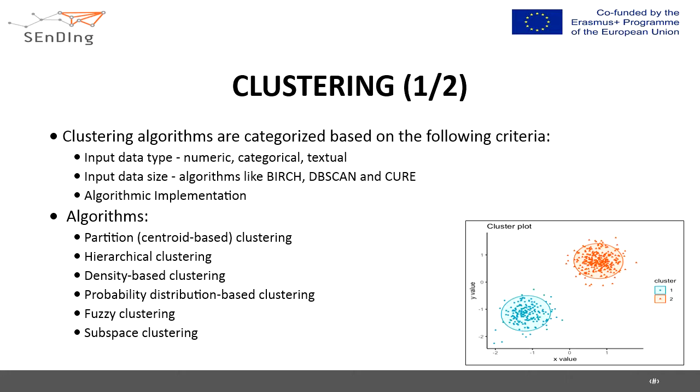Clustering algorithms are categorized based on the following criteria. Input data type: numeric, categorical, textual. Input data size: algorithms like BIRCH, DBSCAN and CURE. Algorithmic implementation: when it comes to algorithms, there are partition centroid-based clustering, hierarchical clustering, density-based clustering, probability distribution-based clustering, fuzzy clustering, subspace clustering.